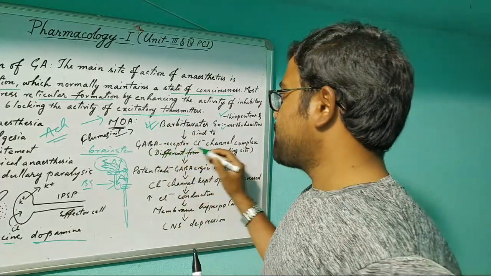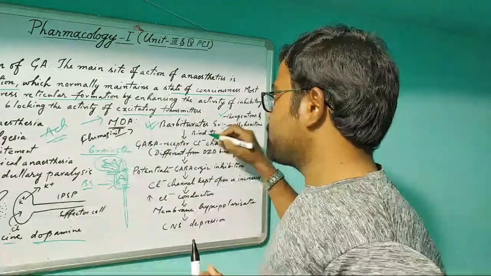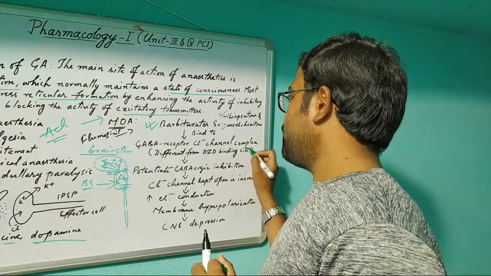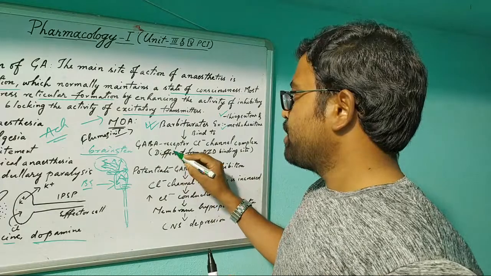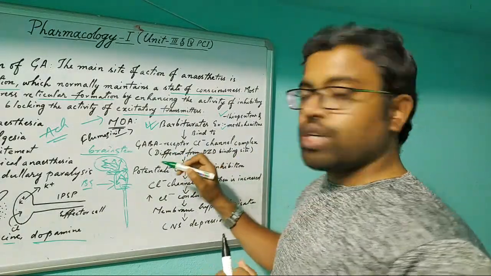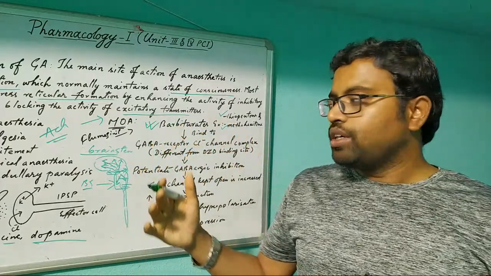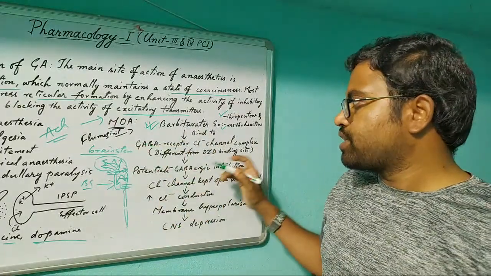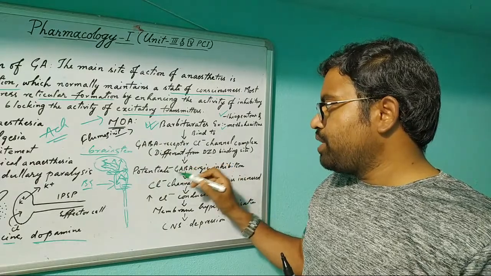So here is the GABA receptor. After the application of barbiturates, they bind to the GABA receptor, and then the chloride channel complex forms. This is different from the BZ binding site, because I already told you that there is a benzodiazepine site in the GABA receptor and another one for GABA. So two sites are there. So next, what will happen?